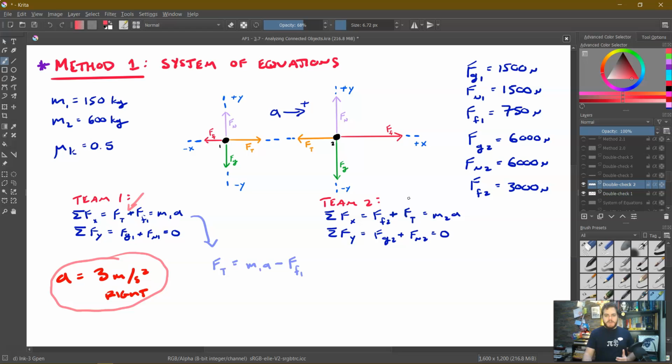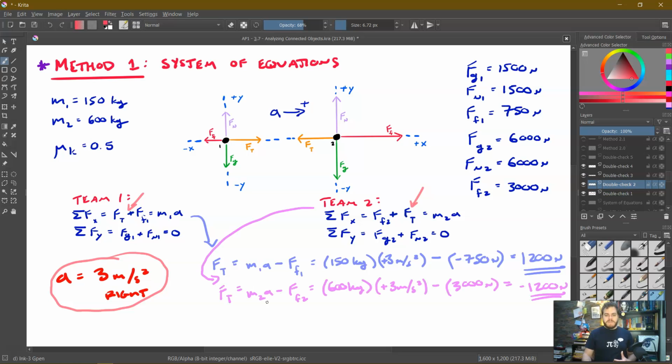what I had gotten rid of, which was Ft. That was why I canceled it out of the system of equations. Let's make sure that that Ft comes out right. So I'm going to rearrange it to get m1a minus Ff1. I plug in the numbers that I have for these values, and I get a tension force of 1200 newtons to the right. Now let's go ahead and look at this other net force equation and rearrange it for Ft, so it's going to be m2a minus Ff2. I use the mass and the friction force I found and the acceleration I found, and you end up getting negative 1200 newtons, so 1200 newtons to the left for team 2.